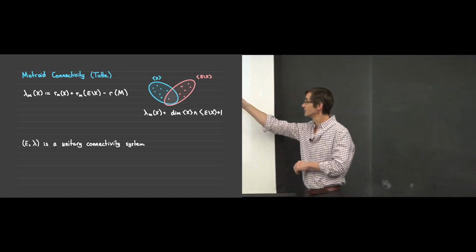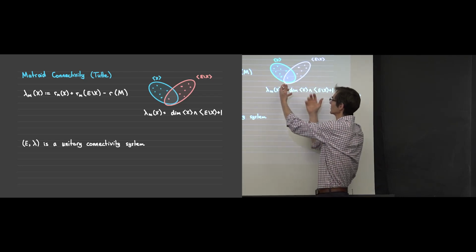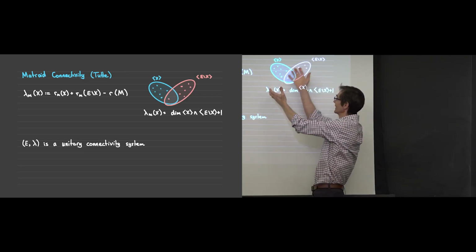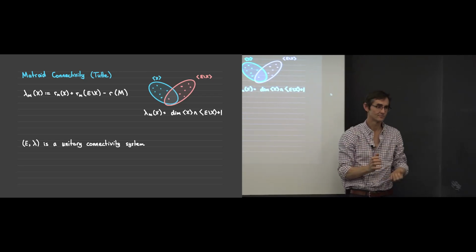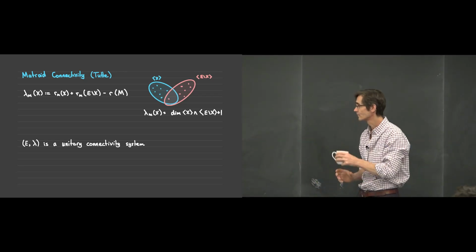It's telling you the dimension of the intersection of these two spaces, which really tells you how, from a linear algebra point of view, how connected that collection of vectors is to that collection of vectors. Okay?